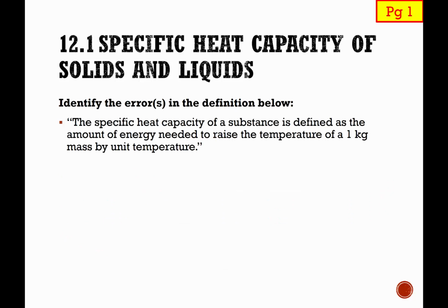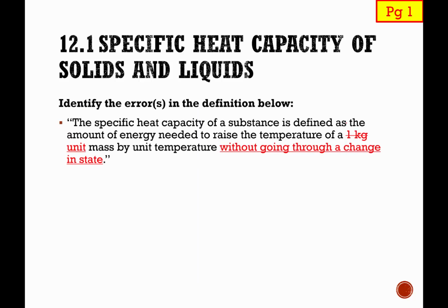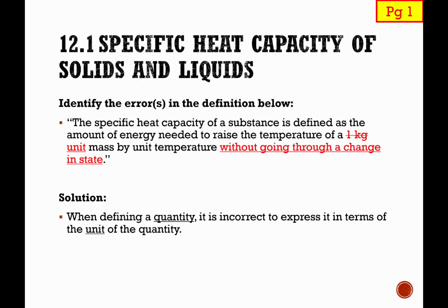The specific heat capacity of a substance is defined as the amount of energy needed to raise the temperature of a 1 kg mass by unit temperature. Now, there are two mistakes here. The first mistake is the word 1 kg. The second mistake is that it is missing some very important keywords, and they are without a change in state. When we are defining a quantity, it's wrong for us to express it in terms of the unit of quantity. Like, for example, in this case, it is wrong to say that specific heat capacity is applicable to only things like 1 kg of mass.